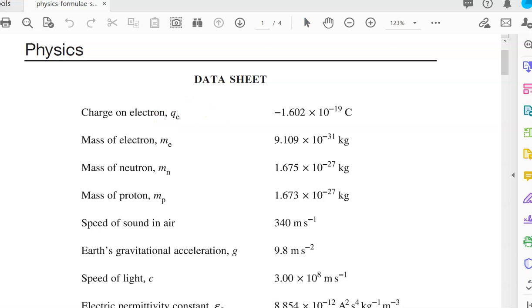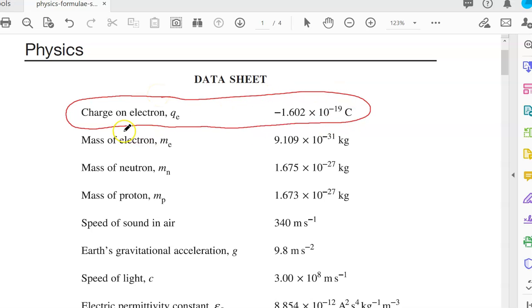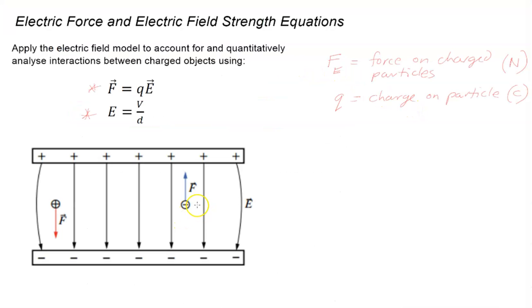Now, if the particle in concern is an electron, we can get the charge of an electron from the data sheet. So the charge on an electron is minus 1.602 times 10 to the minus 19. If we were talking about a proton, then it will be the same magnitude but opposite sign. So we'll assume this is an electron, and we'll say that this is a proton.